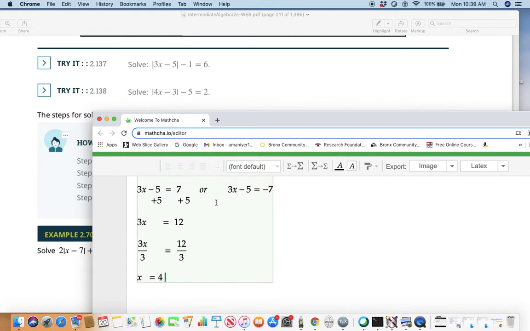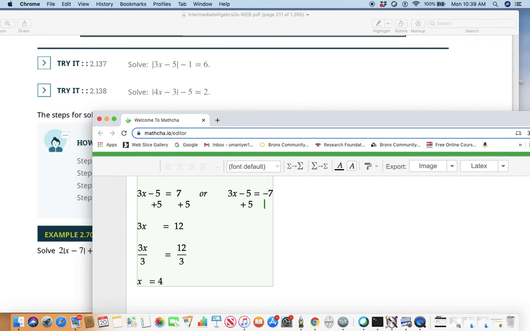Okay. On the other hand, let's solve this equation. Add 5 to both sides. This gives me 3x equals negative 7 plus 5 is negative 2. Dividing both sides by 3 gives us negative 2 over 3. Alright, so x equals 4 or x equals negative 2/3. These are our proposed solutions.